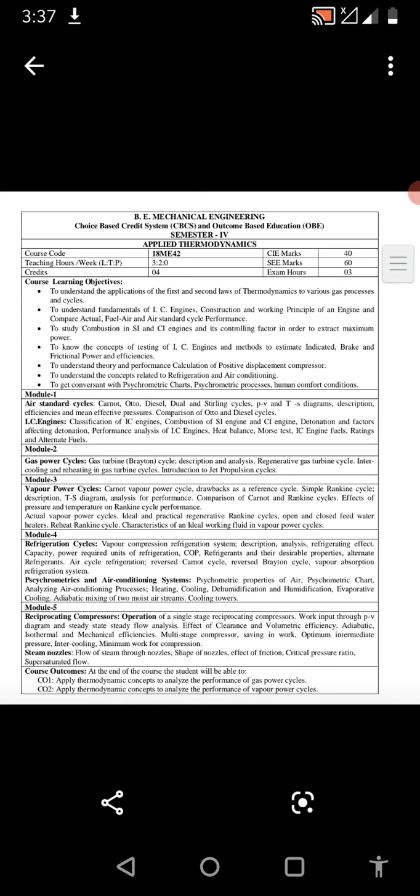I think nozzles you use in boilers. Most of the nozzles have got applications, and we will study the flow through nozzles, like different types of nozzles, effect of friction on the nozzle flow, then critical pressure ratio as well as super saturated flow.